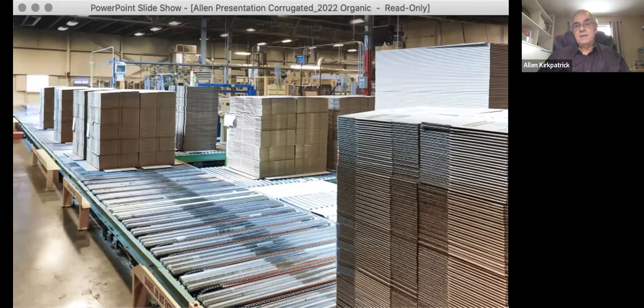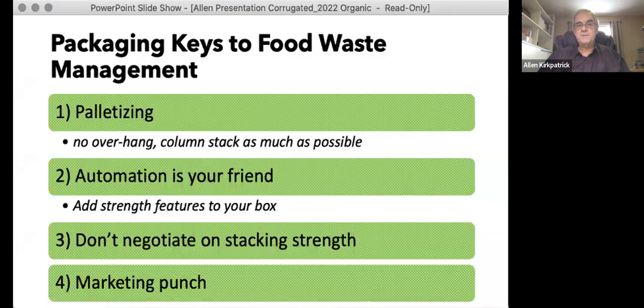Now, I want to touch on some key things that I would offer to you from our industry about food waste. I'm going to talk about only four. The first one is palletizing. When you're planning and designing your packaging, don't have overhang and use column stacking absolutely as much as you can. You're going to lose, I'll pick a number and say 20 or 25% of your strength if you don't column stack. So pretty big investment in packaging not to make the best use out of it.